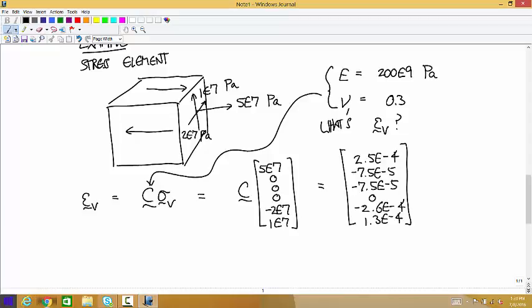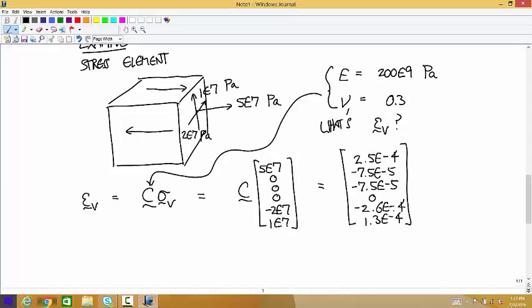Okay, and based on this, you could draw a little representation of what kind of deformations are happening. We know it's getting longer in the x direction. We know it's getting shorter in the y and z directions. We know that the angles between the positive y and z faces are staying the same. The angle between the positive x and z faces are becoming more obtuse, and the angles between the positive x and y faces are becoming more acute, just by the definitions of what the strains mean.